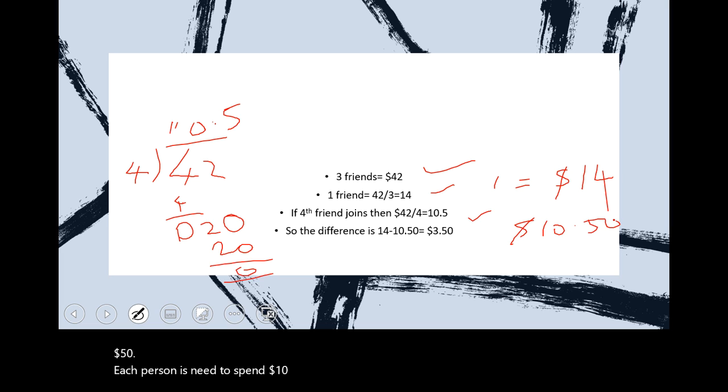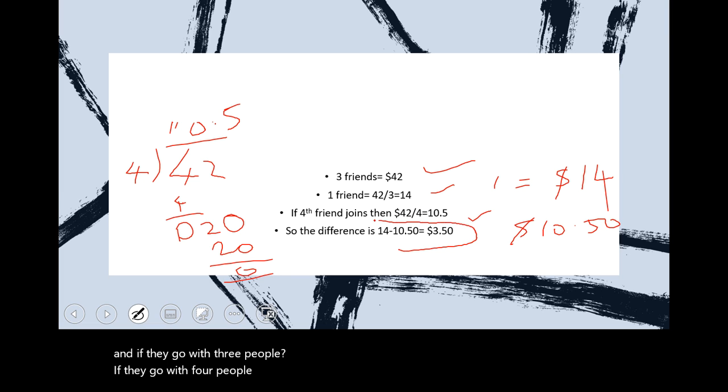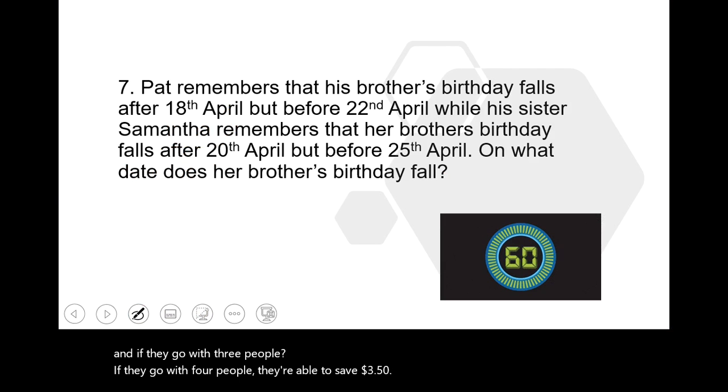Now each person needs to spend $10.50. So now the question is, what is the difference between these? If they are going with 4 people and if they go with 3 people, if they go with 4 people, they are able to save $3.50. Now let's move to the next question.